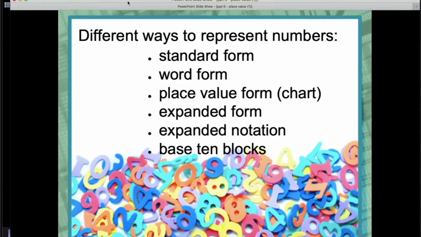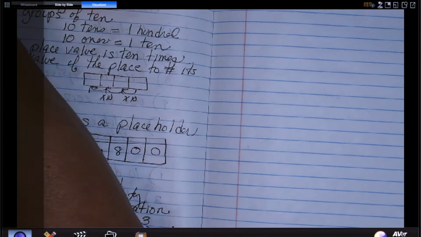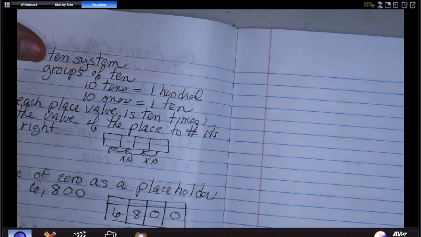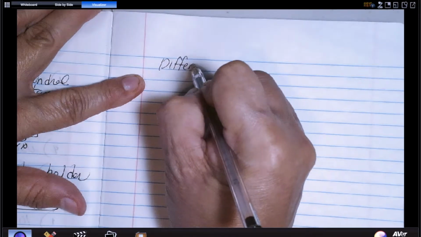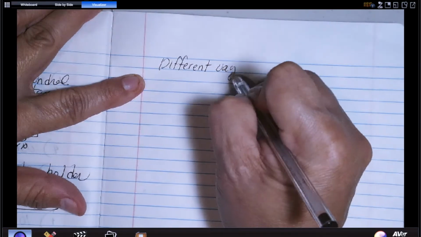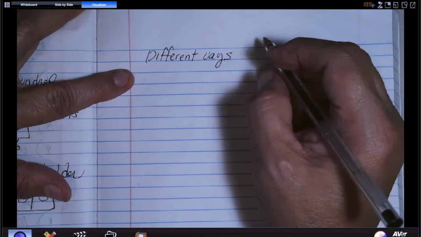Let's go ahead and continue with our lesson, and let's look at the different ways to represent numbers. We're going to learn or review standard form, word form, place value form using the place value chart, expanded form, expanded notation, and the use of base 10 blocks. Let's go ahead and write this list down in our notebook. Okay, so these are the different ways or multiple representations.